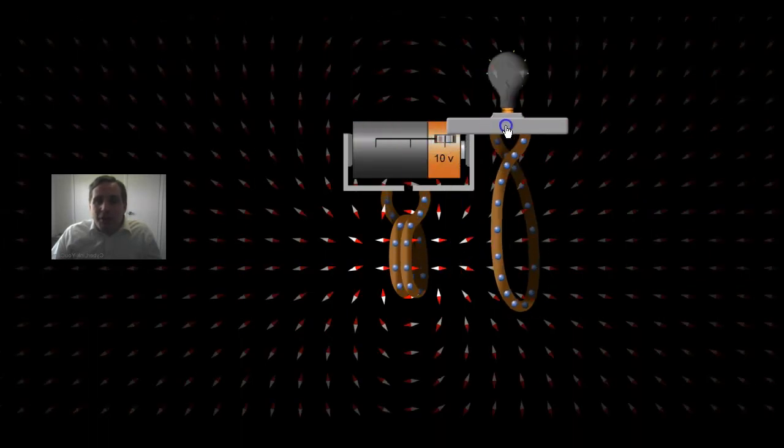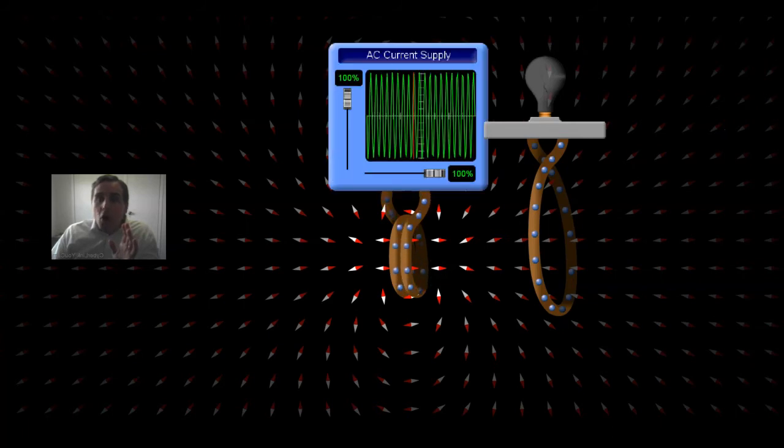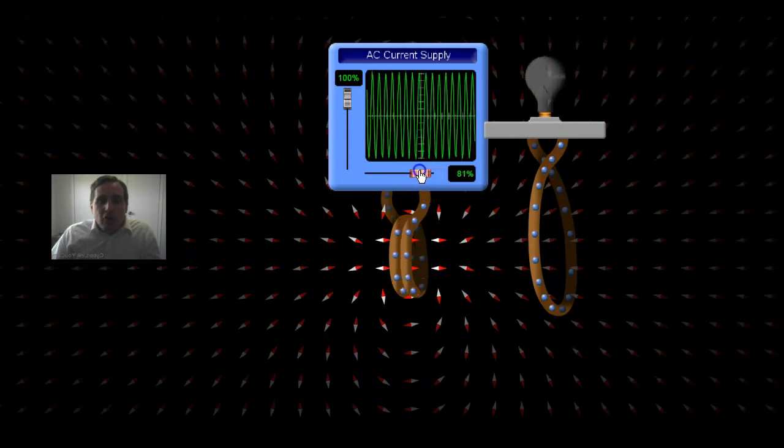Now again, we're not going to pay slaves to do this, and that's illegal. What we're going to do instead is, instead of having a DC power source that's direct current, we're going to have an AC power source, which is alternating current. Now look at this. We have alternating current.